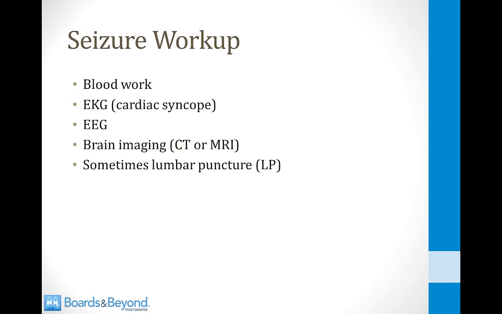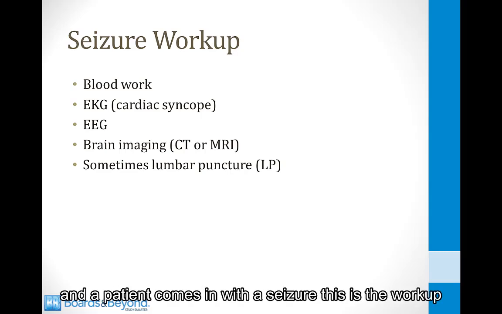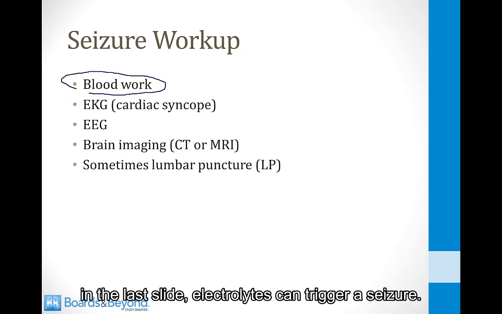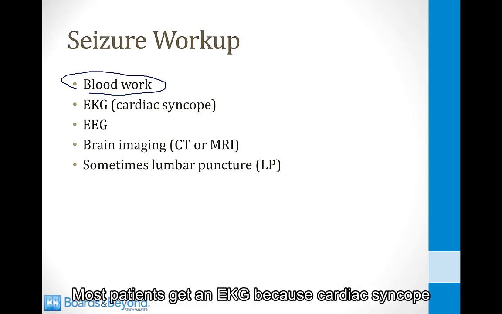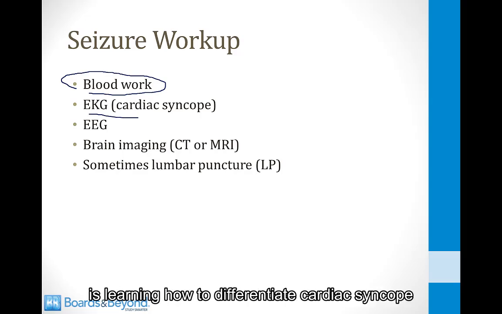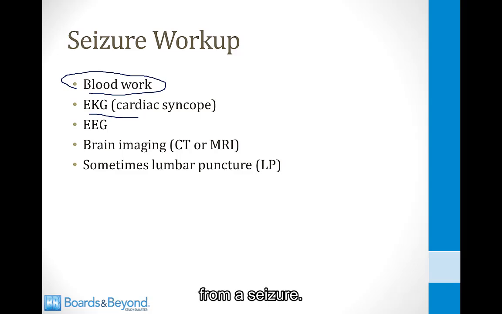If you're working in the emergency room and a patient comes in with a seizure, this is the workup that's typically done. Most patients get blood work because, as I said in the last slide, electrolytes can trigger a seizure. Most patients get an EKG because cardiac syncope can mimic a seizure. Part of working in the emergency room is learning how to differentiate cardiac syncope from a seizure.